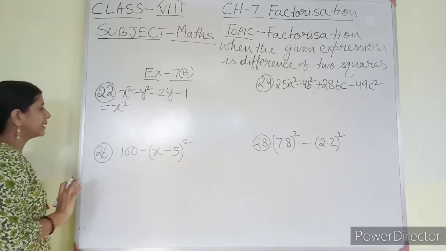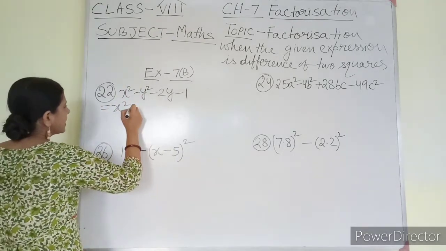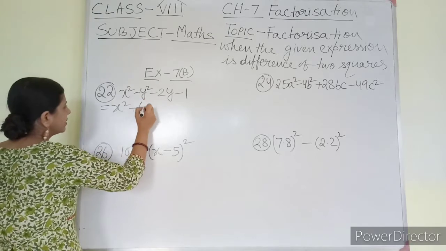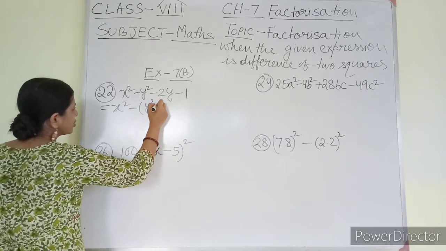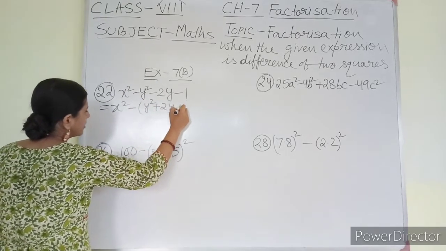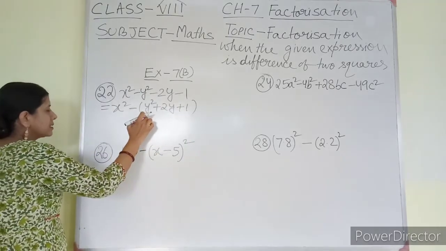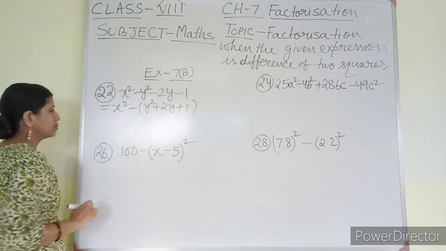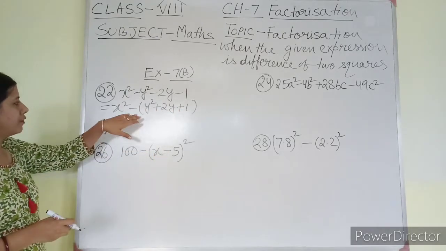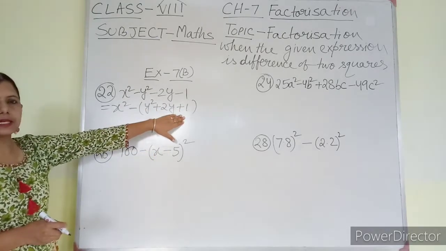So how can I write it? x square I am writing as it is. Now minus sign I am taking common, and here I can write it as y square plus 2y plus 1. So this can be written as a square plus 2ab plus b square. This is in the form of a square plus 2ab plus b square.